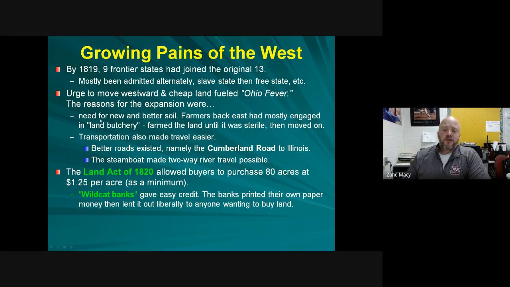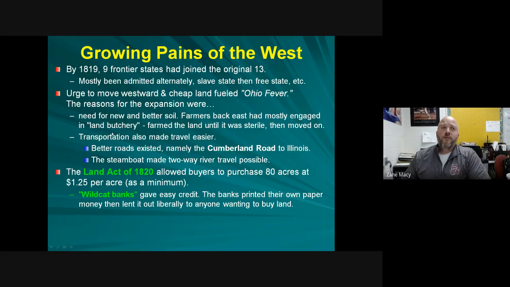Reasons for expansion, like I said: soil depletion has always been an issue. Move west to untouched land. Because they were still using antiquated methods of farming, they weren't doing crop rotation like they should have been. They're still going to deplete the soil and continue to have to move farther west. But there was a need there: to have thriving crops, they did need to move west.